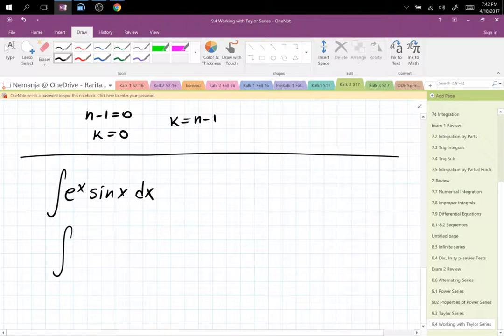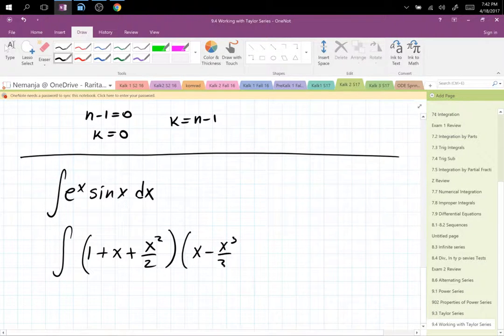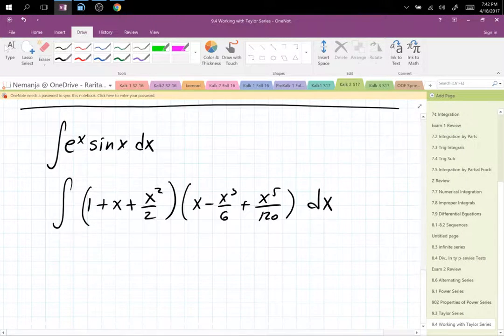So, 3 terms each. 1 plus x squared over 2, that's your e to the x. And then sine is x minus x cubed over 3 factorial, which is 6, plus x to the 5 over 120 dx. Foil, foil. Done. Right? How nice is that?